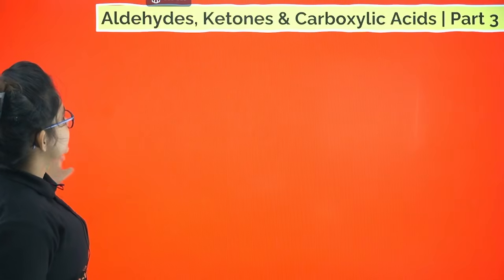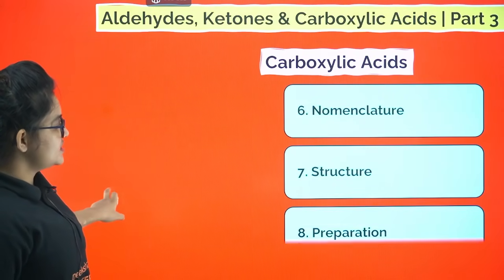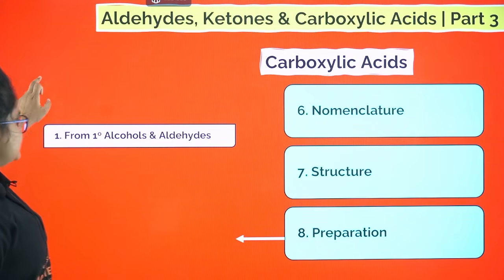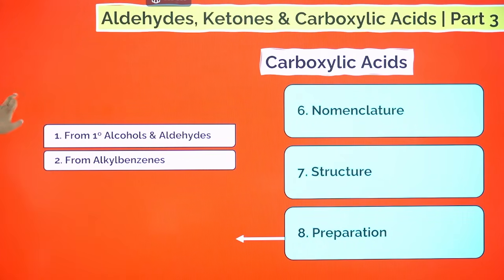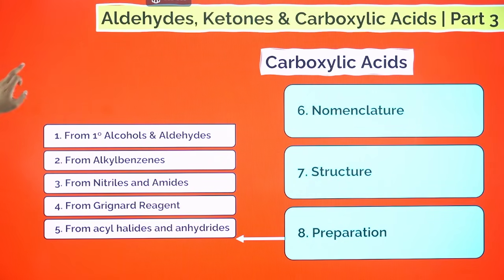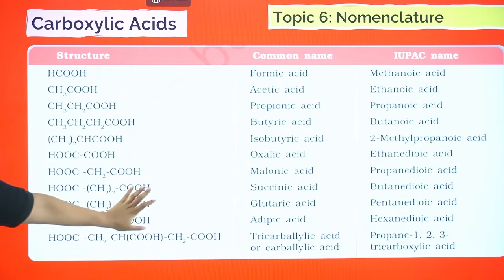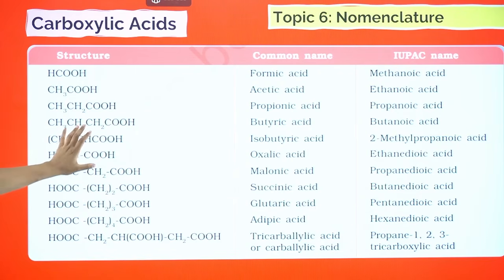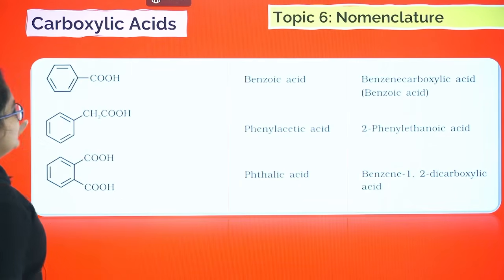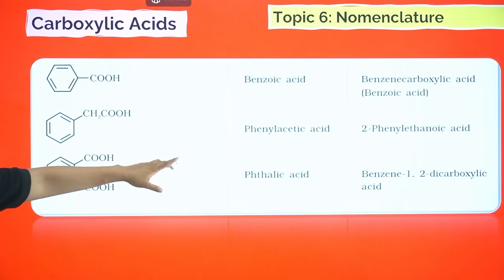Let's proceed. Okay, so part 3 is carboxylic acid: nomenclature, structure and preparation. In the preparation you can see from 1 degree alcohol and aldehyde, from alkyl benzene, from nitriles, amides and Grignard reagent, acyl halides, esters. This is the nomenclature, just basic nomenclature with the common names. You can just go through it from your NCERT. This is with the aromatic compounds. You can see phthalic acid, you can remember.